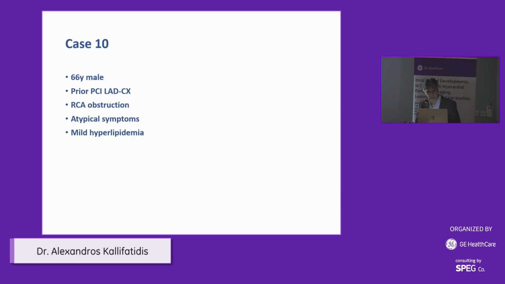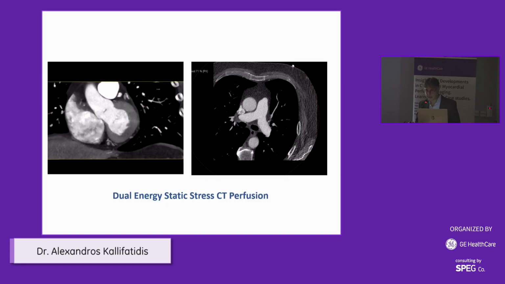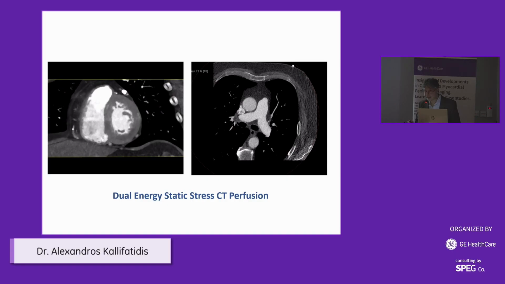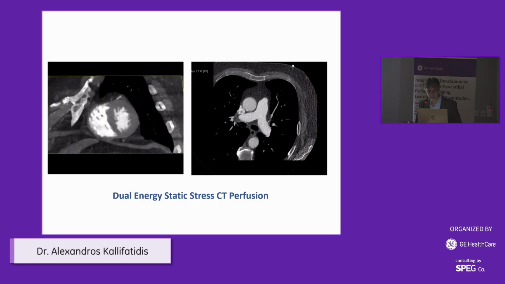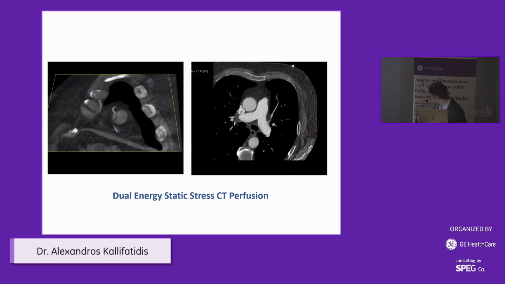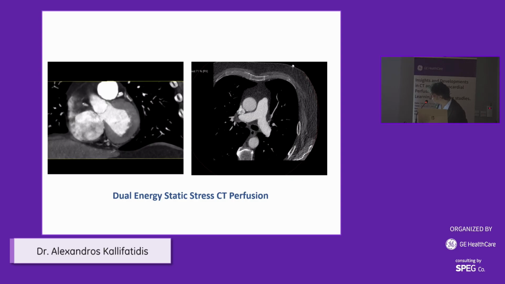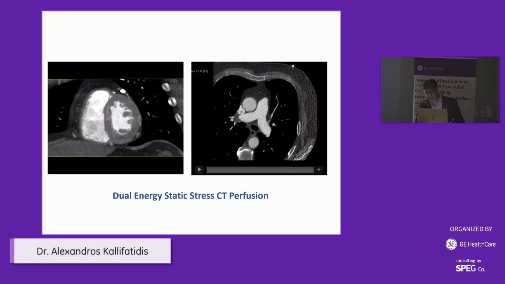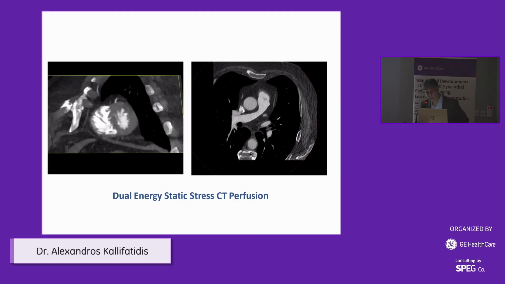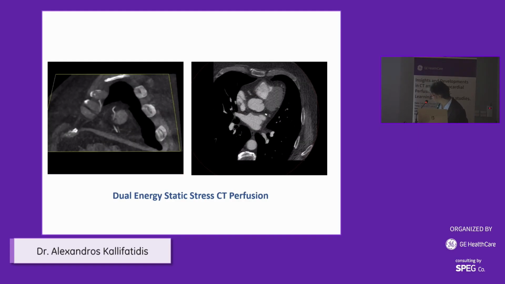And I will finish with one case of a 66-year-old male with prior history of PCI in LAD and circumflex arteries and known RCA obstruction. He presented with atypical symptoms. Also, he had a mild hyperlipidemia. That was our first static dual energy CT perfusion that we performed together with Idris Hussain, a great friend and application specialist. We actually got at the same time coronarography and dual energy perfusion.